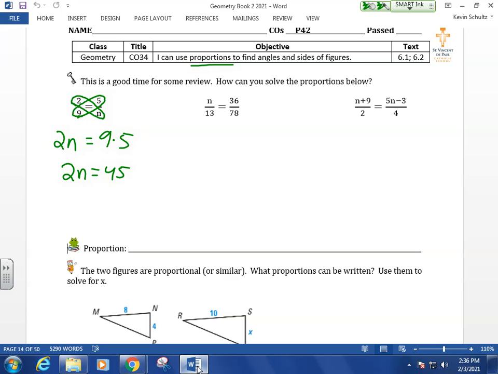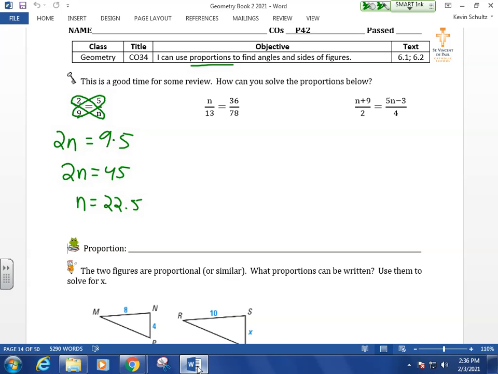The reason why cross products is so slick is that it gets rid of the fractions, right? And we just get one equation with one variable to solve here. And n ends up being 22.5. Okay? Should be review, right?